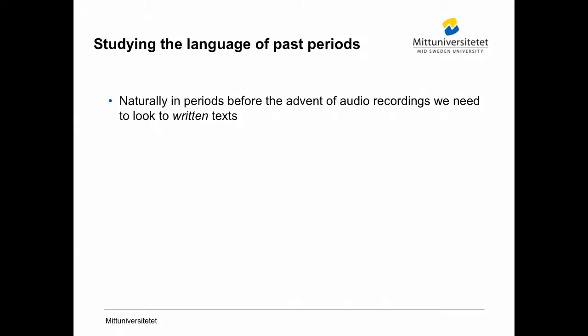Okay, so I'll be talking about investigating early modern English spoken language using electronic corpora. Studying the language of past periods. Of course, before we had audio recordings, if we want to study the language of the past, we have to look at written texts. So therefore, if we want to look at spoken language of the past, we're at a disadvantage.